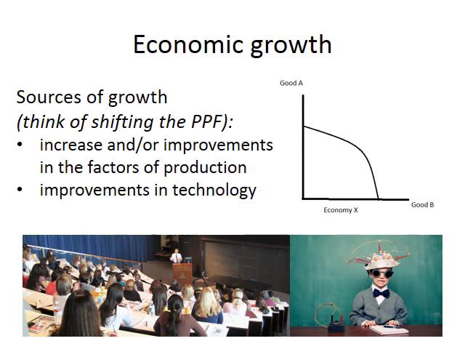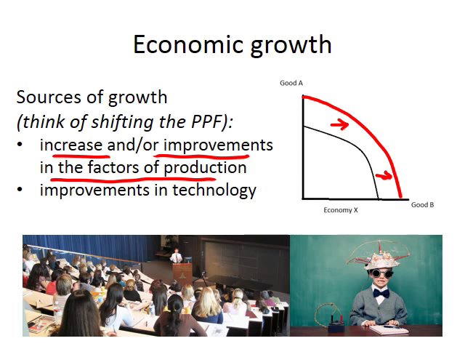So economic growth. We can think of economic growth in the model that we've seen already, the production possibility frontier, as a PPF shifting outwards. And when does the PPF shift outwards? When we have an increase and/or improvement in the factors of production, so the capital, entrepreneurship, land and labor, and when we have an improvement in technology.